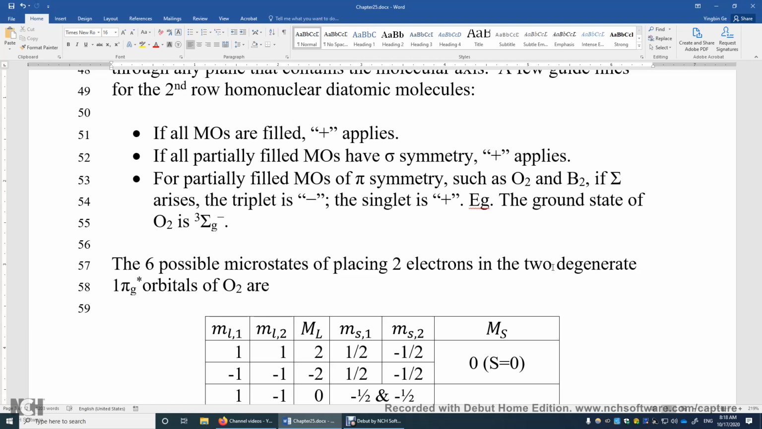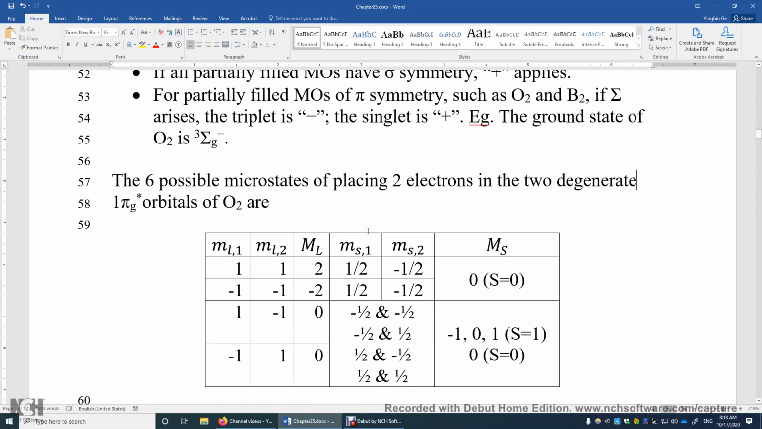So there are 2 degenerate 1 pi g star orbitals because you can have px destructive interference, and you can have py destructive interference. Right? So more accurately, we should not be talking about px, py, we should be talking about p plus 1 interaction and p minus 1 interaction. But just for you to be able to imagine the shape of the orbitals, let's say px, py, because p plus 1 and p minus 1 are complex functions. It's much more difficult to imagine complex functions.